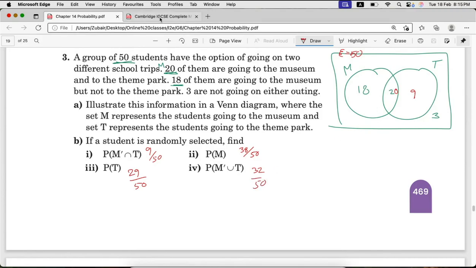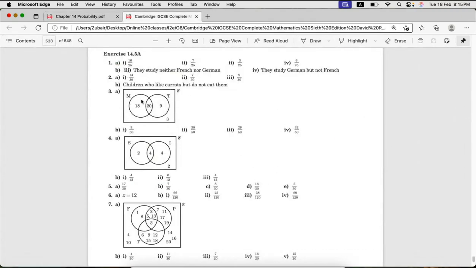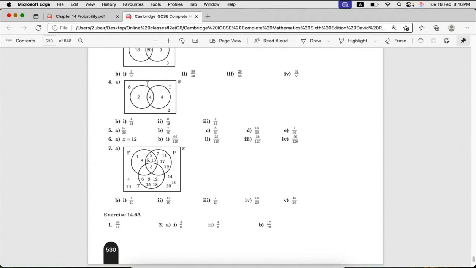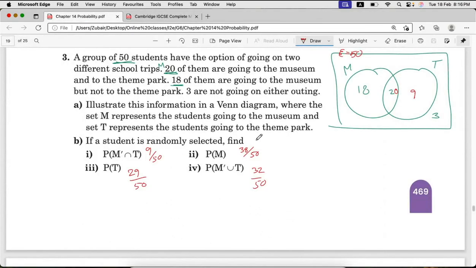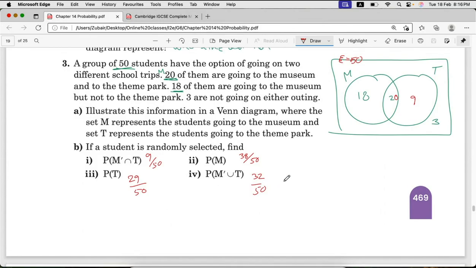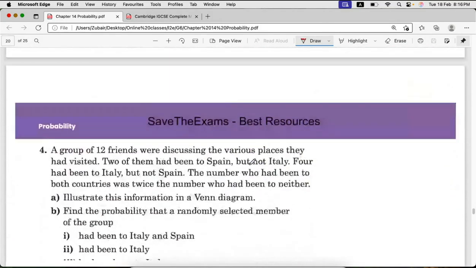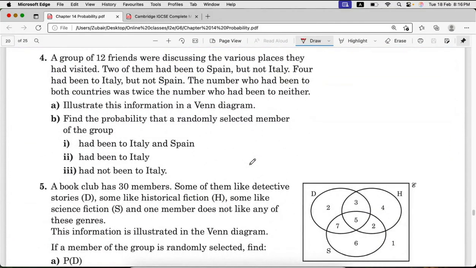I just hope this is correct now. That's question 3: 9, 38, 29, 32. Any confusion? No, sir. Try question number 4.